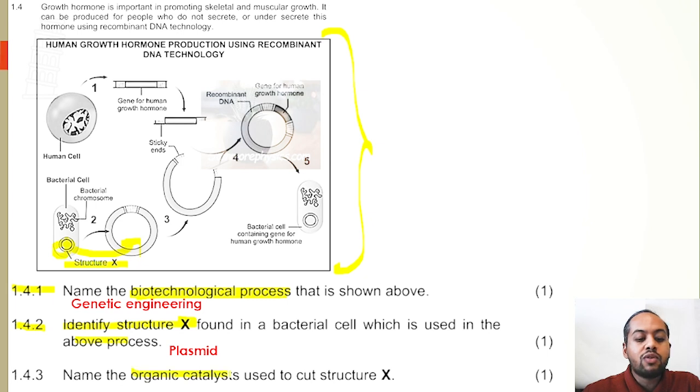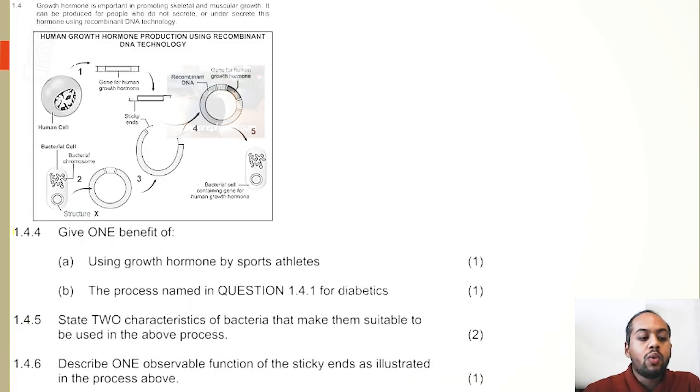1.4.3 says name the organic catalyst used to cut structure X. So you are cutting structure X. What is the catalyst that you are going to use to cut structure X? It's referred to as an enzyme. 1.4.4 give one benefit of using the growth hormone by sports athletes. What is the growth hormone benefit going to be in sports athletes? It's going to be promoting skeletal and muscular growth.